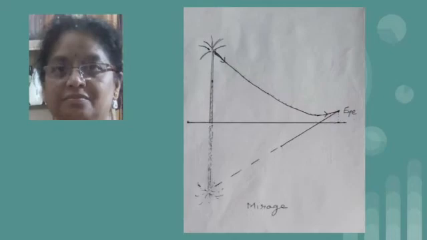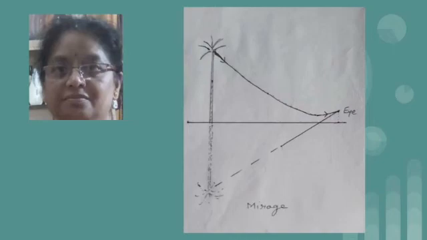Mirage is a good example of this phenomenon in nature. Usually in desert area and on hot summer days, when air is still, the air near the ground has more temperature compared to the temperature of air at higher levels. Hence, air near ground is less dense and becomes optically denser with height.